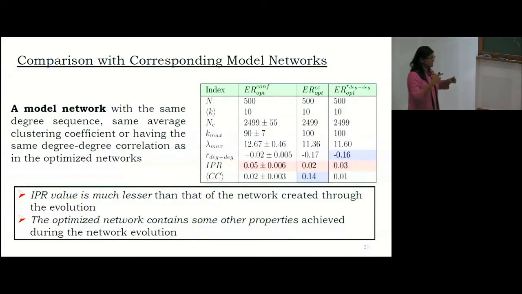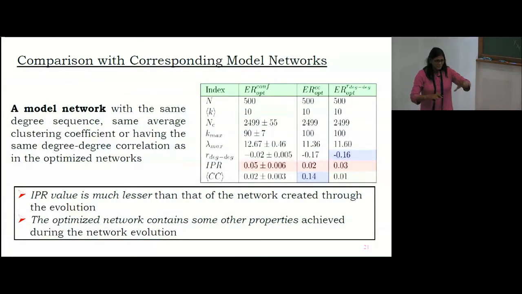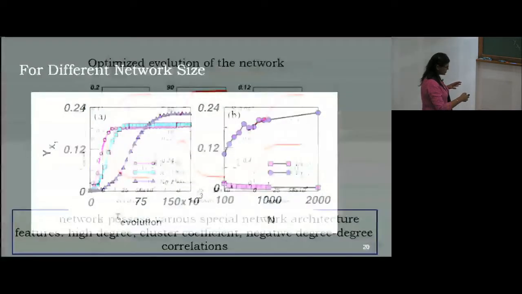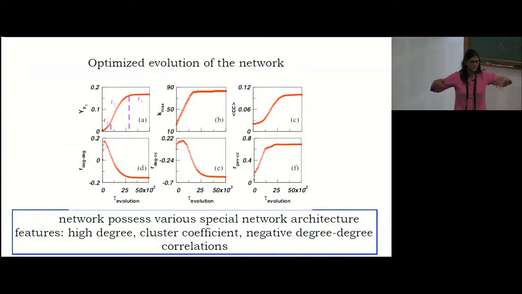Now, since we saw that the clustering coefficient is increasing, there are algorithms that can generate a random graph for a given clustering coefficient. That also we did, and again you can see that the IPR is very small. In the previous graph, we found that the degree correlation is decreasing. It means the network is becoming more disassortative, which is also not surprising because a star network is also very disassortative, and the star network has a very high IPR value.